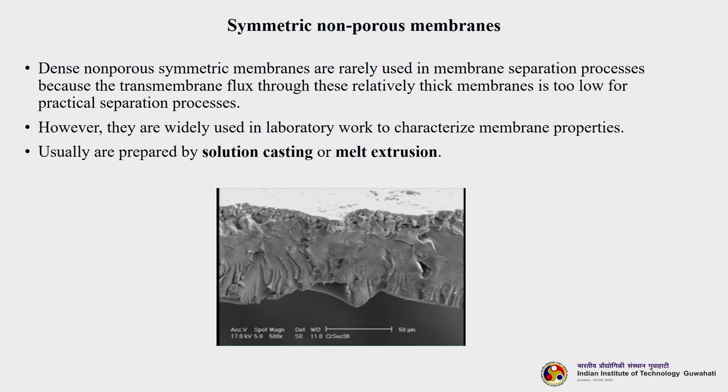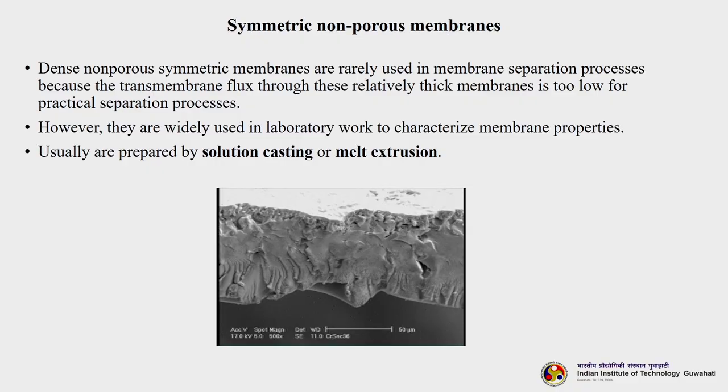Dense non-porous symmetric membranes are rarely used in membrane separation processes because the flux through these relatively thick membranes is too low for practical separation purposes. If you remember, as I told you earlier, the membrane thickness should be as small as possible. Otherwise, the membrane material and its thickness provide an additional resistance to the separation. If it is very thin, then the resistance will be less. If it is very thick, then the resistance will be more, so ultimately the separation will be low. This is very important, and that is why these non-porous membranes, which are usually thicker than porous membranes, do not give high flux, and the selectivity is also less. However, they are widely used in laboratory work to characterize membrane properties.